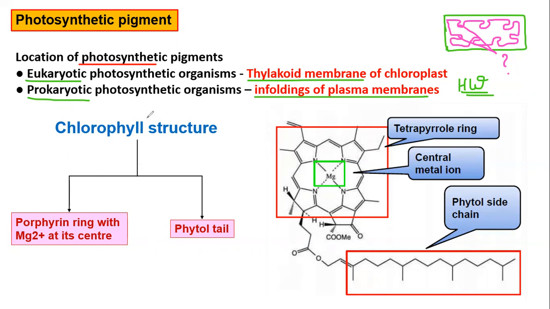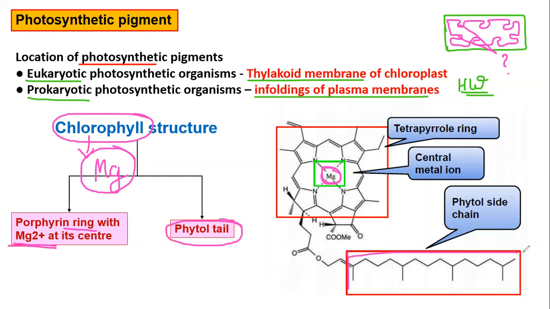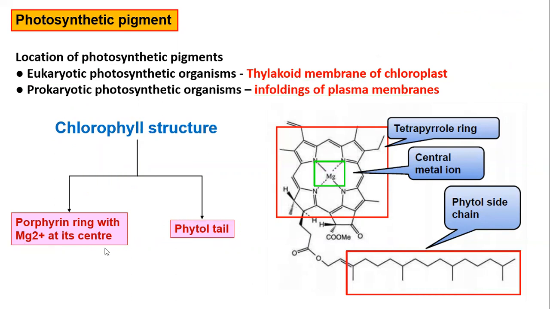Now the chlorophyll structure. As we studied in mineral nutrition, the chlorophyll molecule consists of which element? Magnesium. You'll have a ring-like structure with magnesium at its center. You don't have to focus on the structure; it's not even mentioned in the NCERT. Magnesium is present as a central atom or metal ion in the chlorophyll molecule, and you will also have a phytol tail or side chain in the chlorophyll structure.